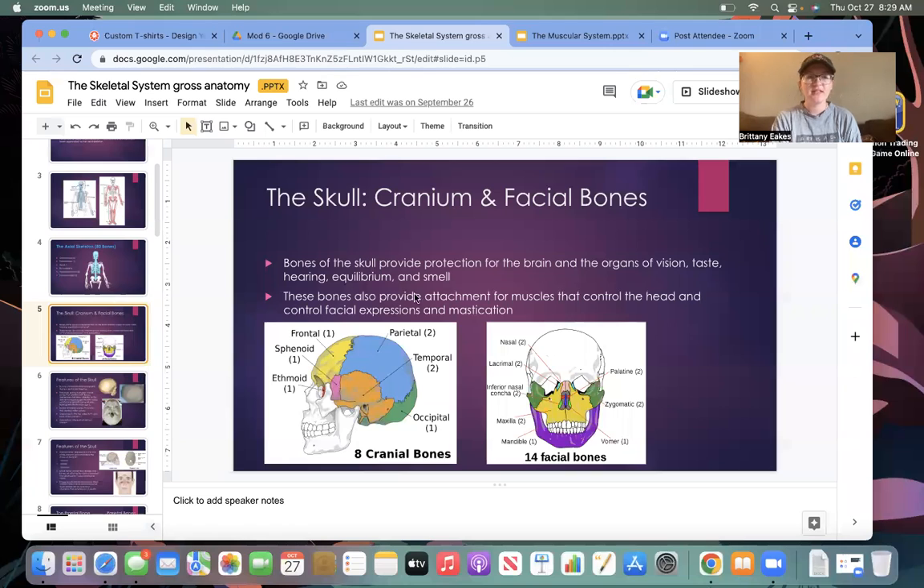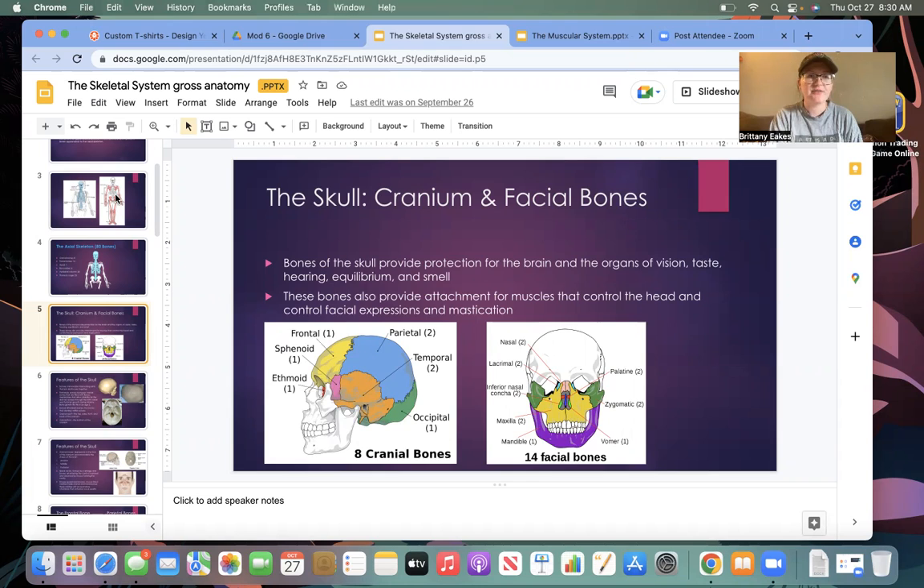Good morning, everyone. Today, I'm going to be going over bones of the face and skull. So we have gone over the axial skeleton and the appendicular skeleton. And today I just wanted to do a more concentrated lesson.